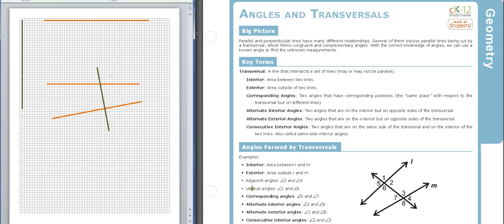You also have what are called vertical angles. Vertical angles are opposite each other at the vertex. So you can have 1 and 6. You can have 5 and 2. You can have 3 and 8. And you can have 7 and 4. Those will be our vertical angles.